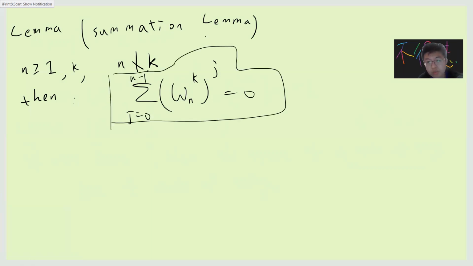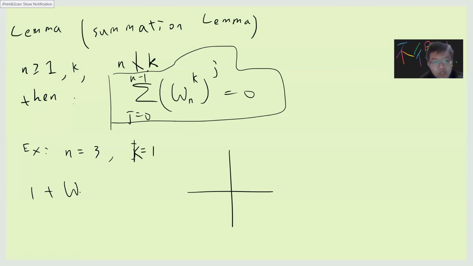Okay, so what does this mean? Let me just do some examples. Let's do the first simple case. Let's say n equals 3, and k chosen to be 1. Then you can see that this becomes 1 plus omega_3 plus omega_3 squared, which is 0. This is obvious. If you plot it in the two-dimensional plane, you get 3 vectors, whose sum is 0.